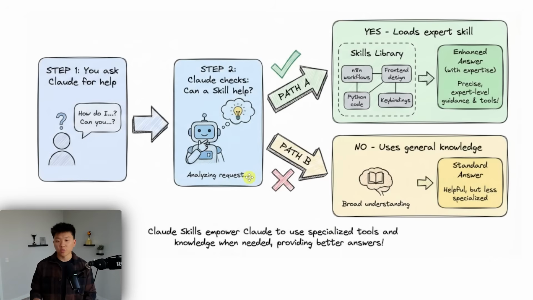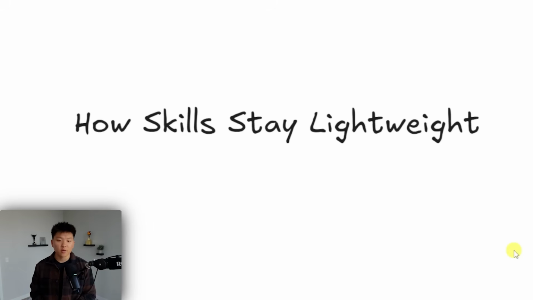So when you ask Claude to do something, it will first read through the claude.md file. It will analyze your request, and it will search through the skills and see which one do I have that helps with this query. If it finds one, it will invoke it. But if it can't find anything, then it will basically just use its general knowledge. So not every single request that you give to Claude Code will invoke a skill. Now, a really important part of that is understanding how skills stay lightweight.